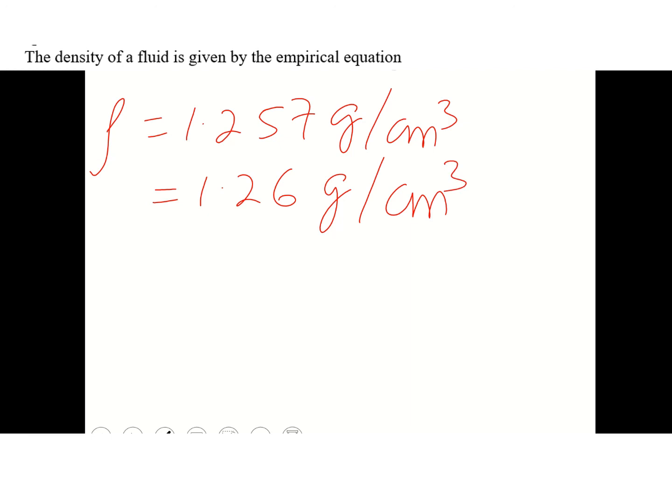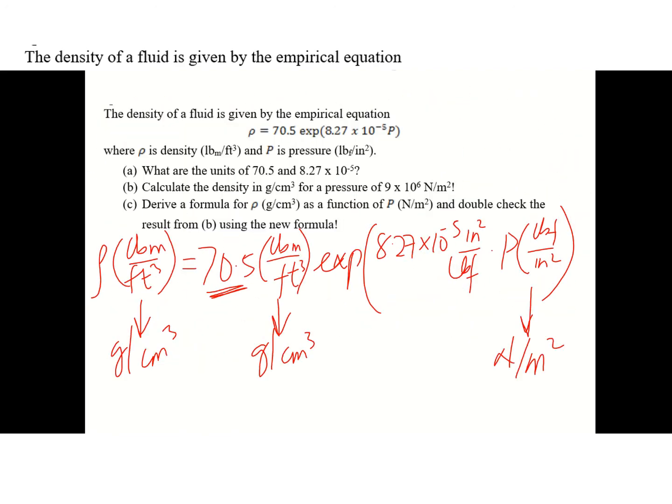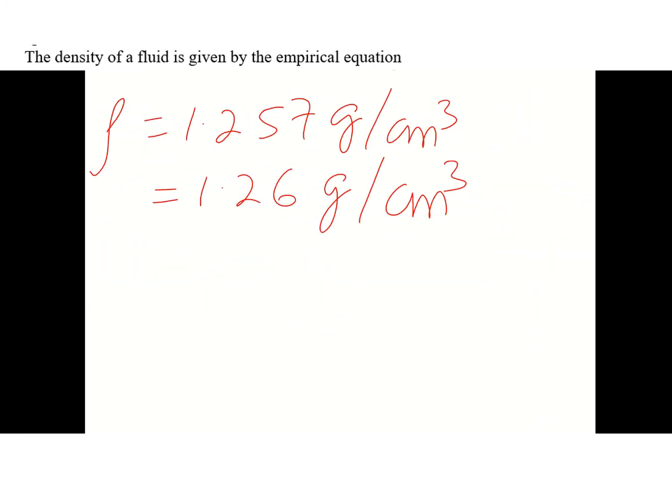If you compare this answer with the answer that we got in the B part, you will notice that they are both the same. So this is what the question has asked us to do. The question says double check the results from B using the new formula. So we've been able to derive that formula, substitute for P, and confirm that the results of the two approaches are the same. So thank you.